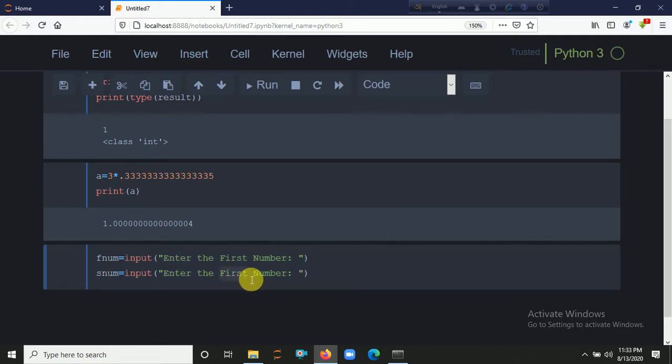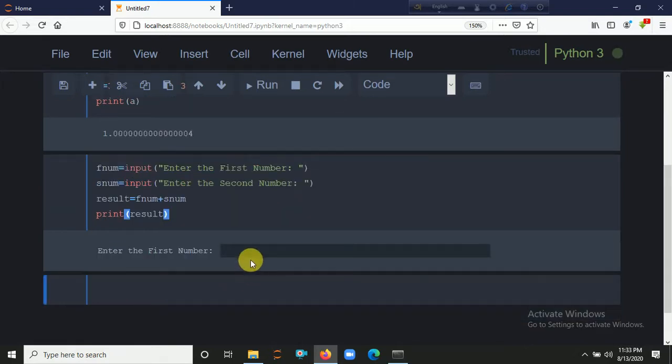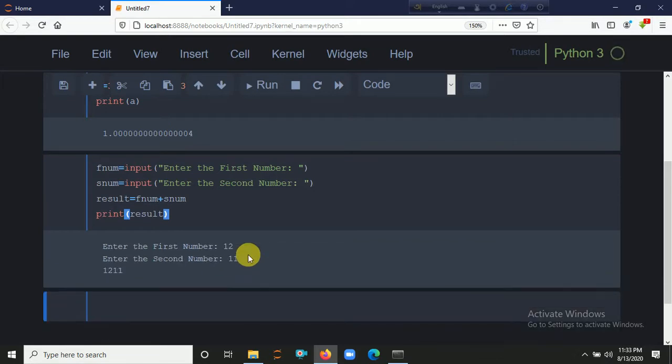The second number. Okay, so now we're trying to print. Let's put another variable, result equals first number plus second number. So now we're trying to print the result here. So enter the first number, let's put 11, and 12 here. So you can see 12, 11. How is it possible, man? So we're trying to print its type. Let's put type.